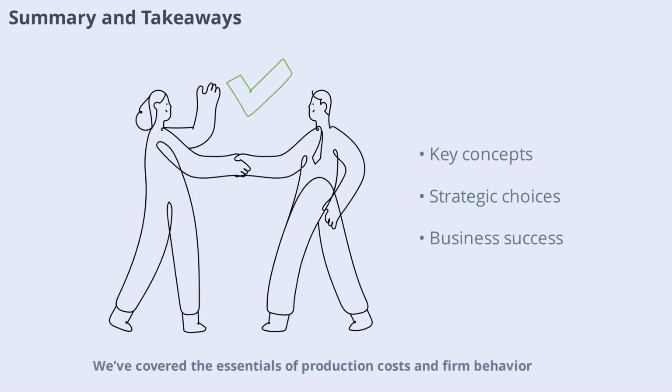We've covered the essentials of production, costs, and firm behavior. From understanding inputs and cost structures to exploring market dynamics and strategic decisions, these concepts form the backbone of business economics. Firms must constantly adapt, innovate, and make informed choices to thrive. By mastering these principles, you'll be better equipped to analyze business decisions and understand the forces shaping our economy.